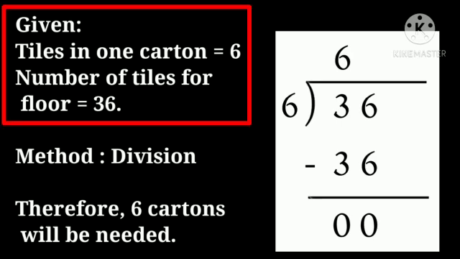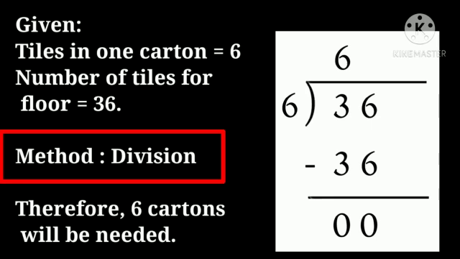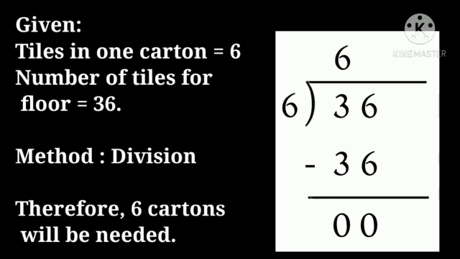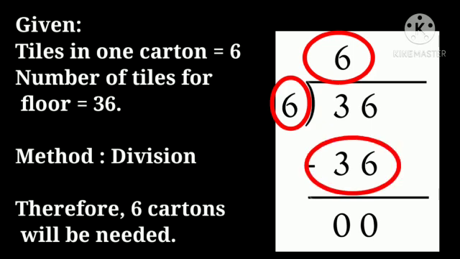What is given to us? Tiles in one carton is 6. Number of tiles for floor is 36. Method: we are going to use division. Now let's arrange the numbers and we will start saying the 6 table till we get the answer 36. So 6 6s are 36.